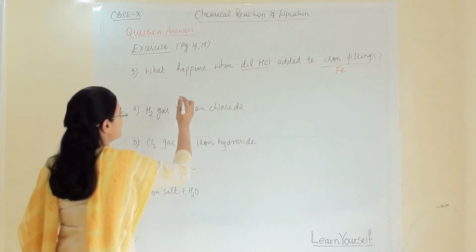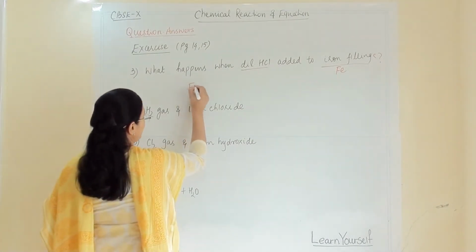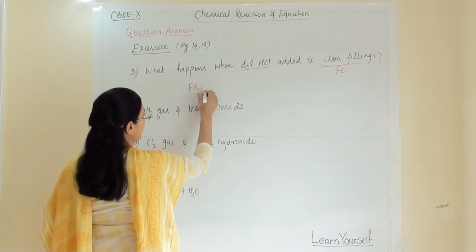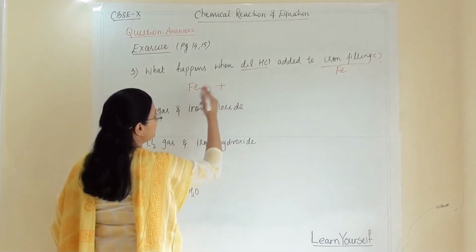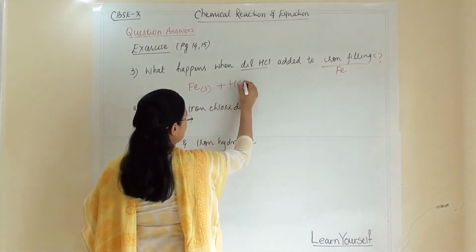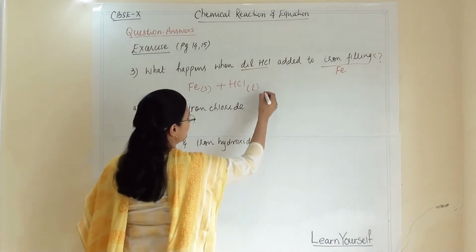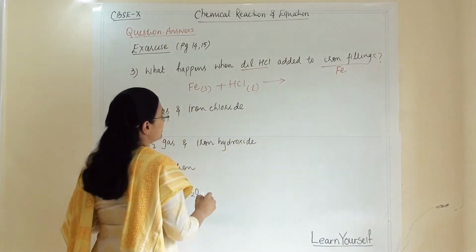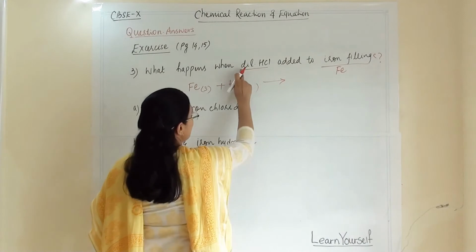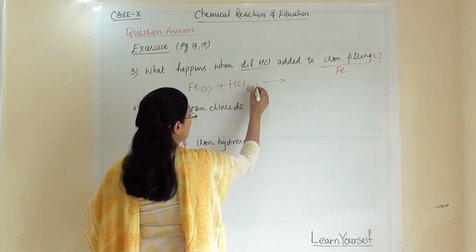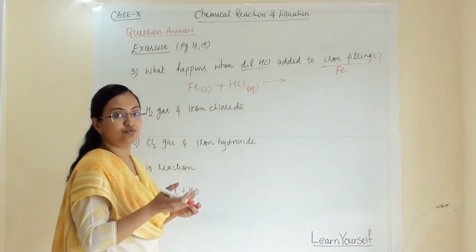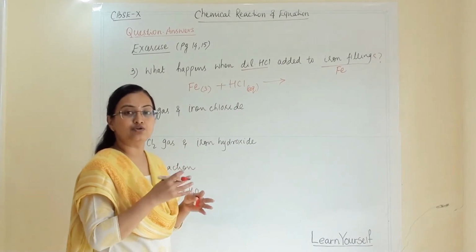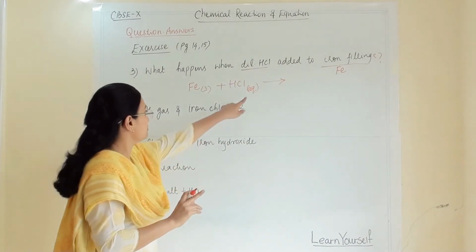Now let us first write the reaction by ourselves. So this is Fe solid will react with HCl. So this is in liquid, dilute HCl. It is dilute HCl. That means it is in aqueous solution. How do you make any acid dilute? By adding water. So this is in aqueous.